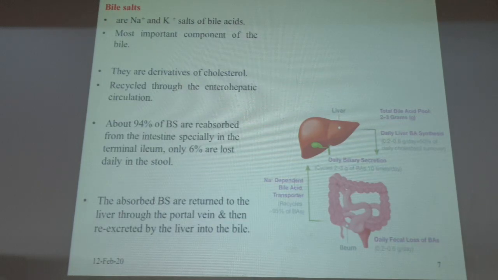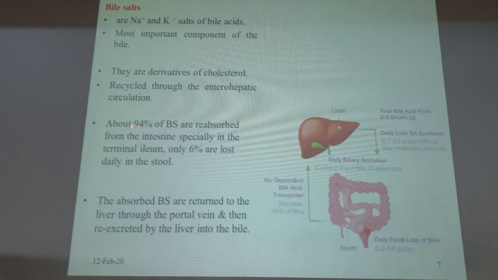So bile salts are salts of bile acid. They are the most important components because they help in fat digestion. They are derivatives of cholesterol and they are recycled through enterohepatic circulation. From its name, entero means from the intestine, hepatic means go to the liver through the portal vein. They are resecreted to the bile canaliculi and resecreted with bile. So this is the recirculation of bile.